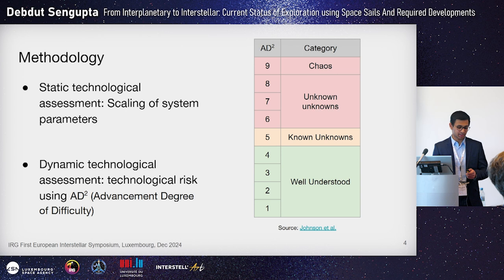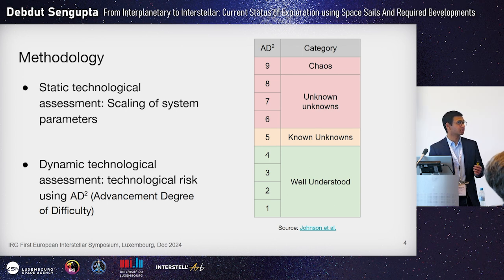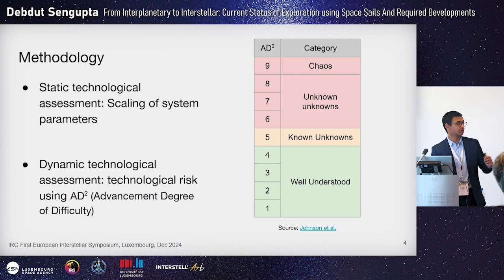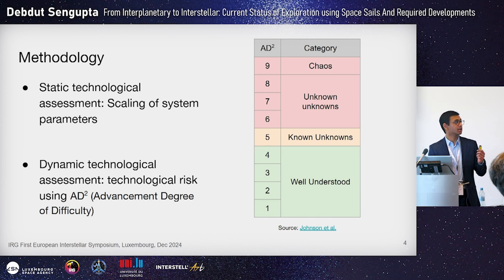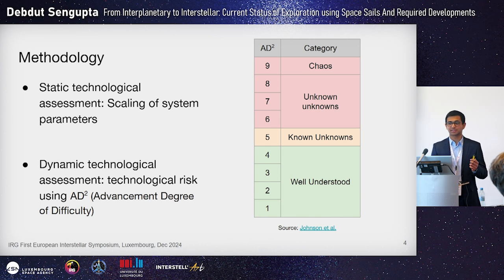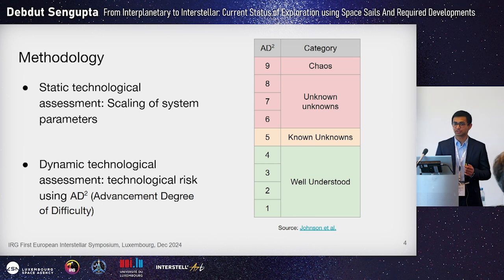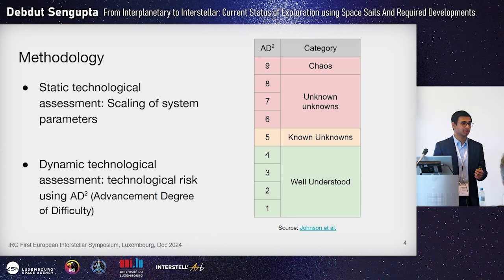Essentially, this is very similar to TRL, but there are some key differences. Firstly, low AD² looks at low risk, and high AD² is high risk. Also, there's a key difference that AD² also looks at cost, schedule, and the experience base of the stakeholders.